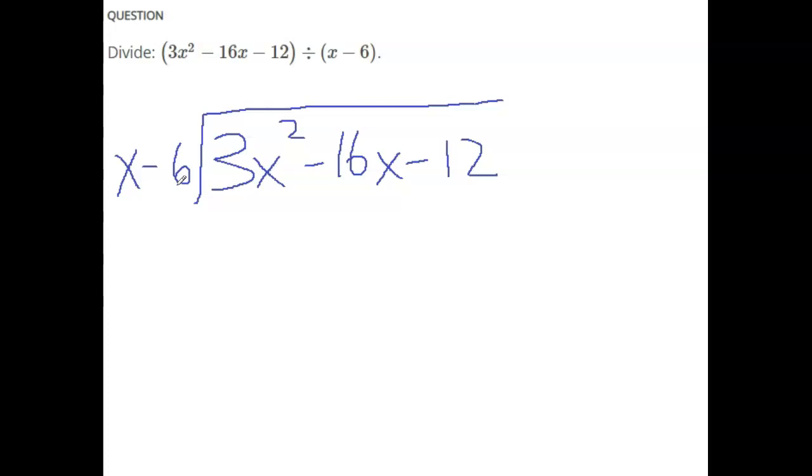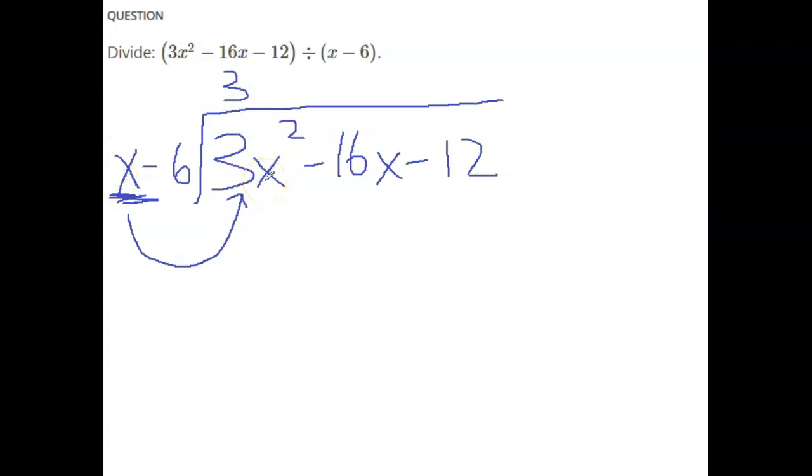The thought you need to have to complete this is just looking at the x term here and thinking about what you need to multiply it by to get the first term that we are dividing into. So x times what would give you a 3x squared? You can think about the number part and the variable part like we were before. This is just a 1x, so 1 times what is 3? It's going to be 3.